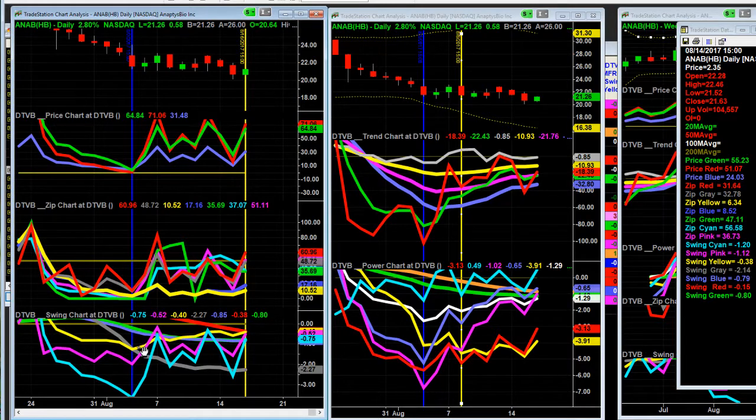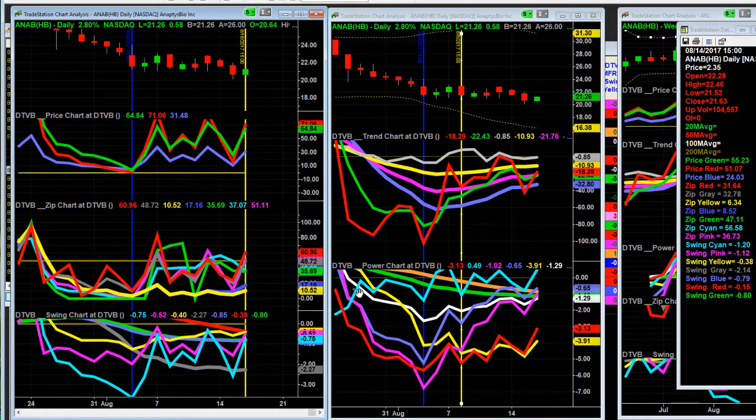I want you to note also that swing gray, after the vertical blue line down here in the swing chart, continues to go down. And the other thing that's an easy identification line is zip yellow. Notice that between the vertical blue and yellow lines here in the zip chart, zip yellow has never gone up. It's just run flat all the time.